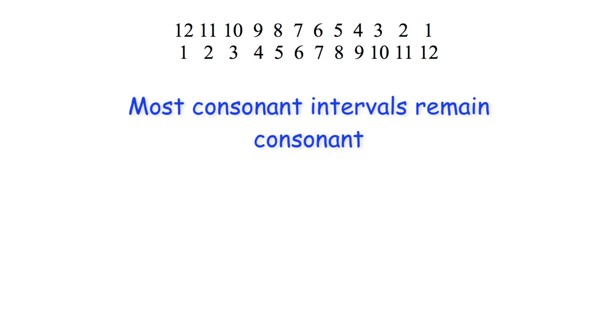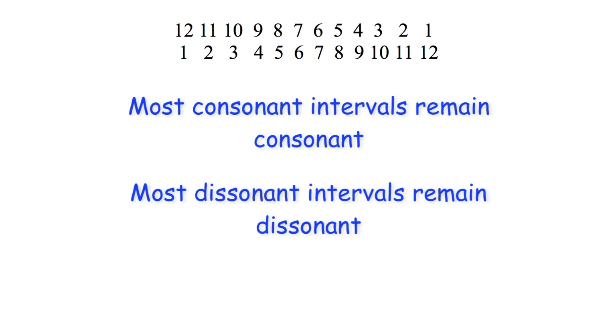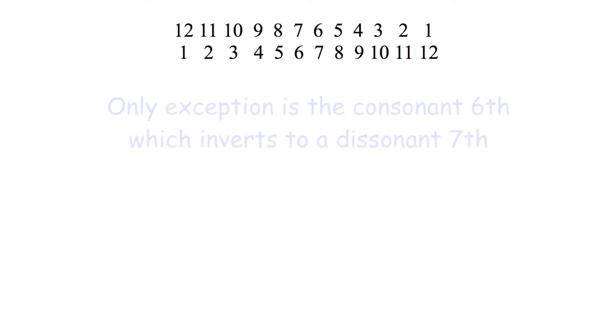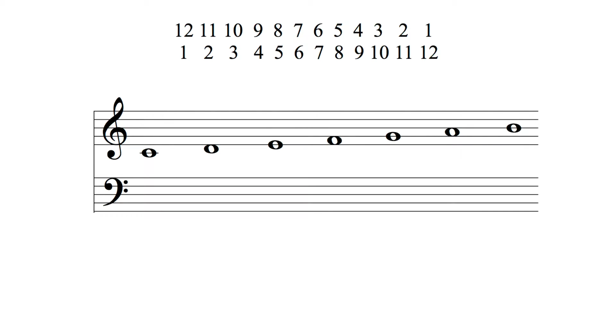According to the inversion chart for this type of counterpoint, when inverted, most consonant intervals remain consonant and most dissonant intervals remain dissonant. The only exception is the consonant 6th, which inverts to a dissonant 7th. By relating this information to a scale, we can see what harmonic implications these inversions have. For example, in the key of C major, the 12th inverting to a unison implies root position harmony.